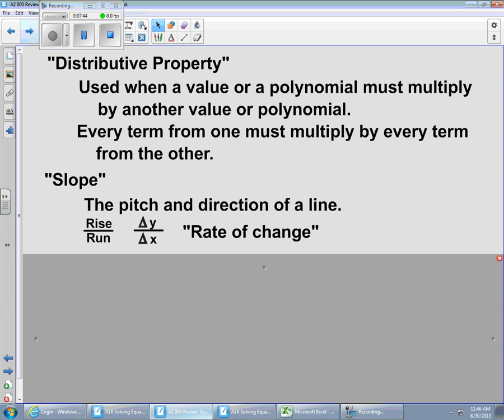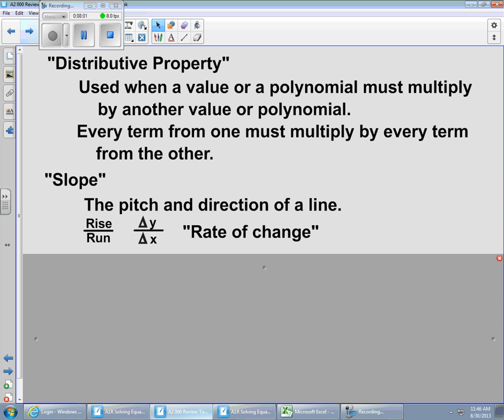Rise determines how much the graph changes on the y-axis as you move from one point to another. That is delta y, change in y. Okay, run means how much the graph changes on the x-axis as you move from one point to the next. That is delta x, the change in x.